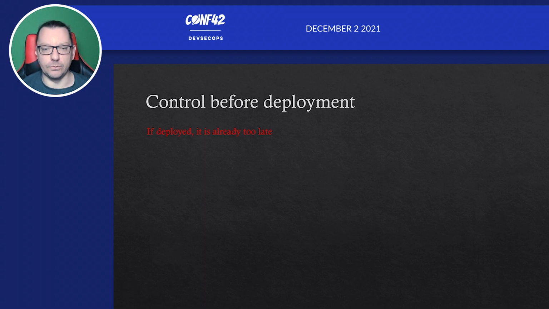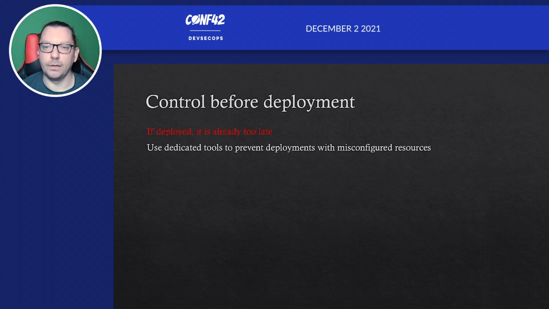Let's put it in our heads, like daily Scrum. We always have daily Scrum at 10 a.m. in our team. The same way, if we deploy the template, it is already too late. All right. We should use dedicated tools to prevent deployments with misconfigured resources, and use CI/CD pipelines for it. Why is this important? Because a CI/CD pipeline can have those tools implemented, and then stop, fail, break the pipeline if something is wrong.